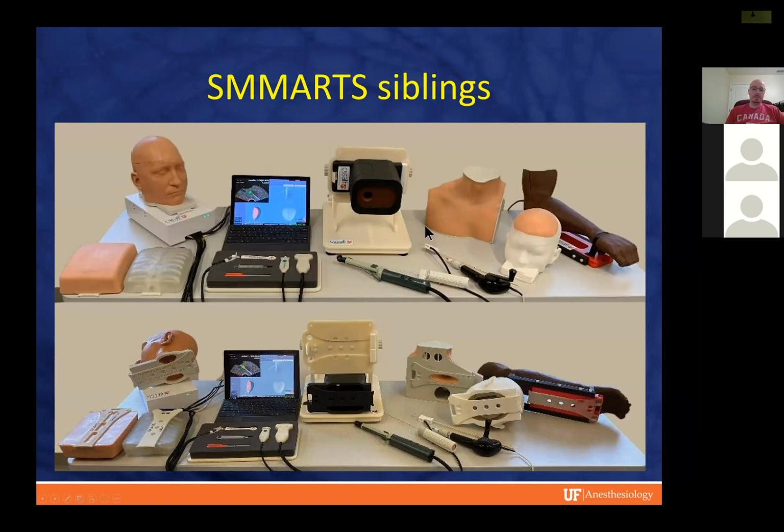And this block now is essentially standard curriculum for all of the anesthesia, surgery, and internal medicine residents as they're starting here. Before they can place central lines in real patients, they have to demonstrate competency on this simulator.